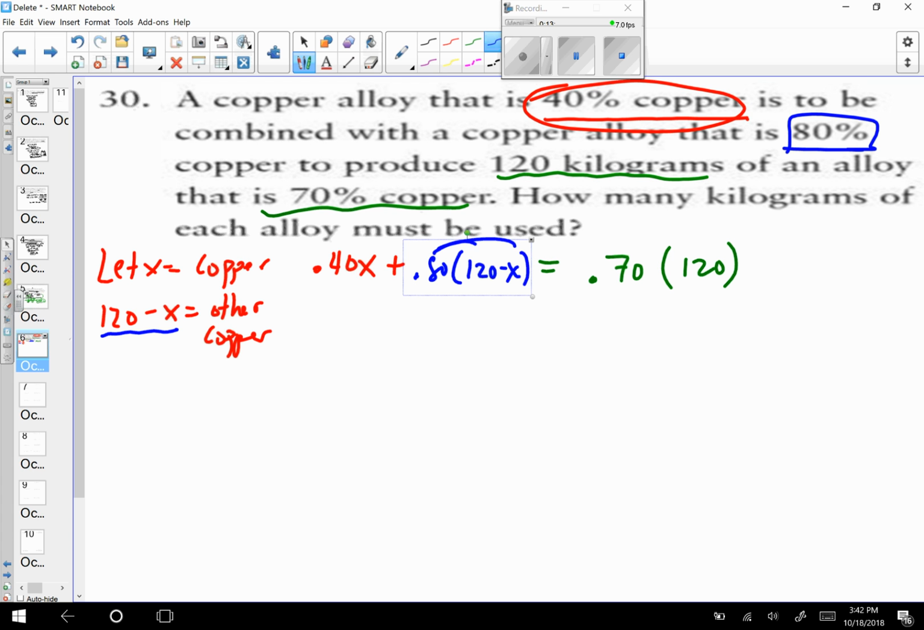So just like you know, we distribute, right? So 0.80 times 120 gives us 96. 0.80 times -X gives us -0.80X is equal to 70% times 120. When you figure this out, that's going to be 84. Okay, and then this one you just bring down, right? The plus 0.40X. So now what we're going to do is combine like terms.